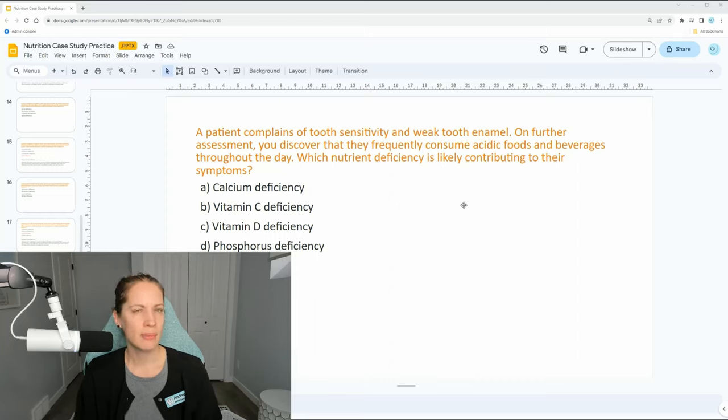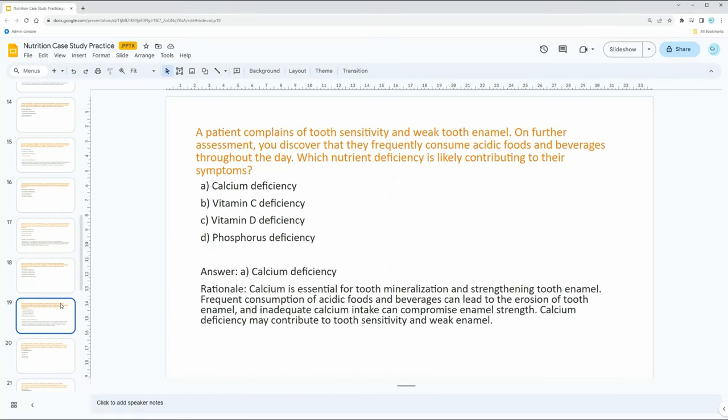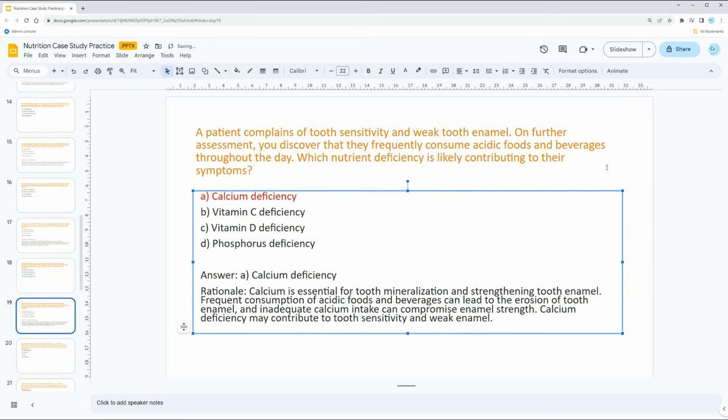So what are their symptoms again? You have to go up to the first part, which is tooth sensitivity and weak enamel. So let's just go right into it and I'll explain the answer to you guys. Sorry, I forgot to highlight it, but the answer is calcium deficiency. Let me just change that right now. Calcium deficiency.